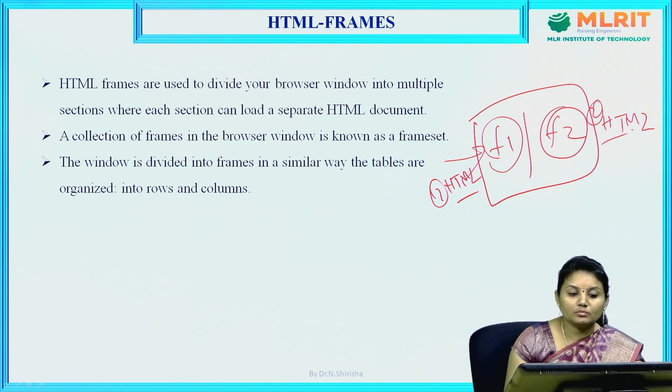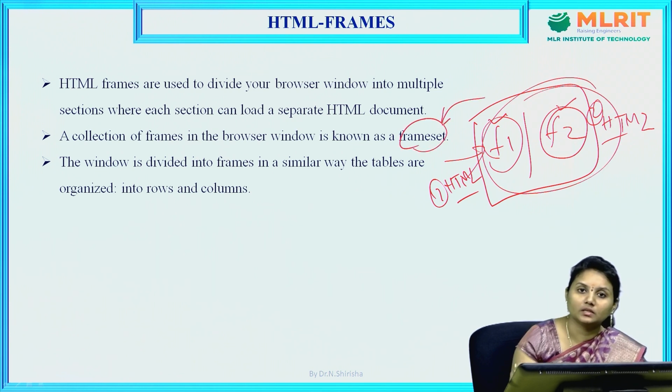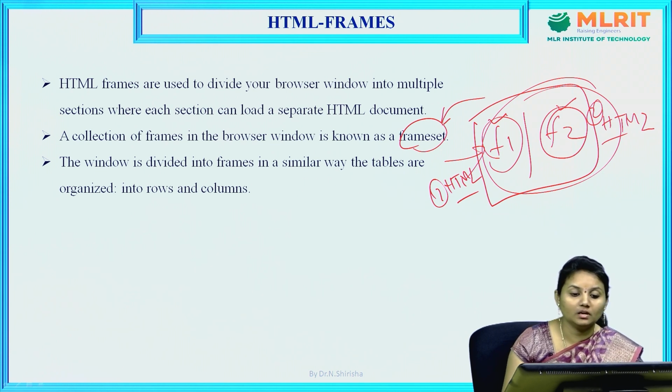A collection of frames in the browser is known as a frame set. So you have this frame and this frame, and together both are written inside the frameset tag. So the collection of frames in a browser window, we call a frame set, and the window is divided into frames.